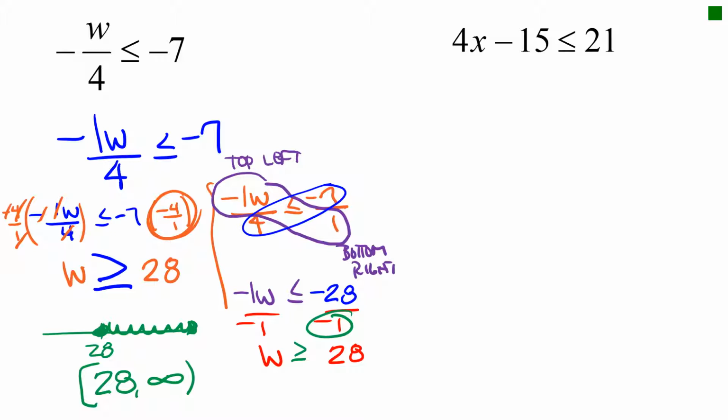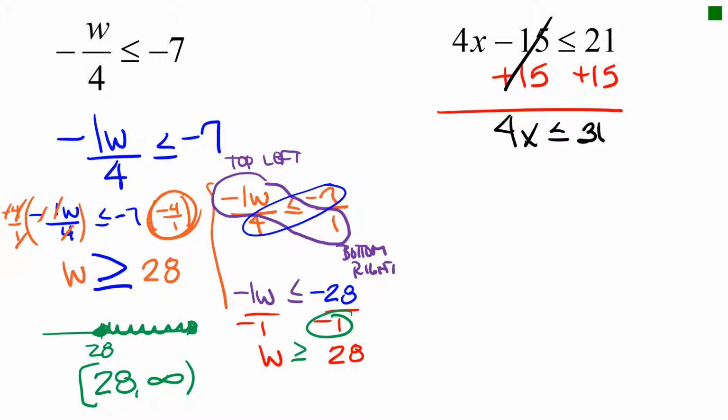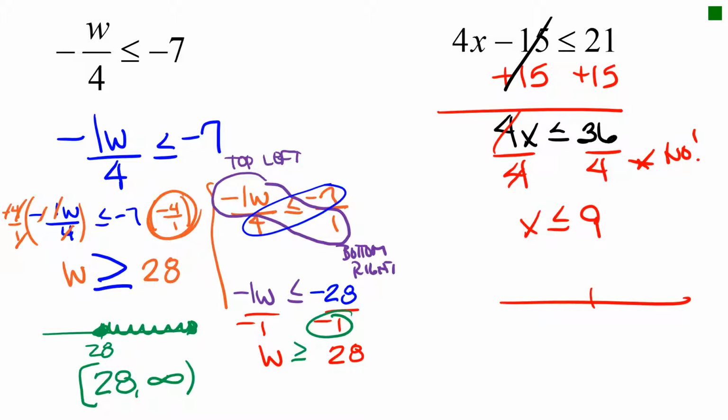This one's not so bad. Left-hand side, I got a minus 15, so I'm going to add 15 to both sides. I'm going to cancel. I get 4x is less than or equal to 36. Down to multiplication, I'm going to divide by 4. This is when I decide. I'm not going to flip because it's not negative. So I get x is less than or equal to 9.